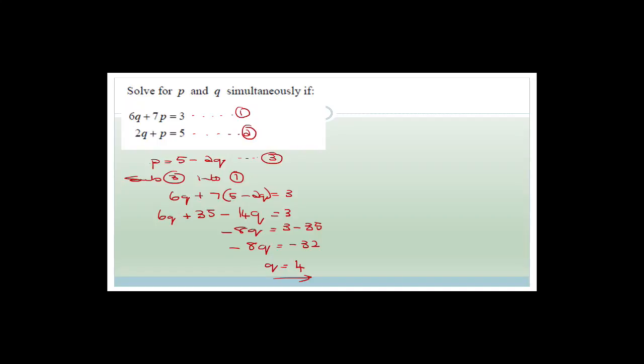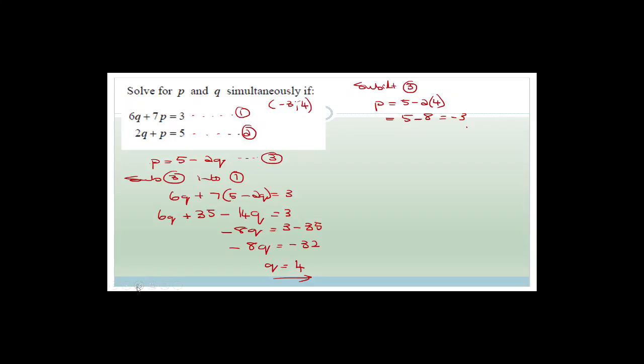Right, and then obviously you need to solve for P, so you can sub that into 3. P is equal to 5 minus 2 times 4, which is 5 minus 8, which equals negative 3. So therefore, P is minus 3 and Q is 4.